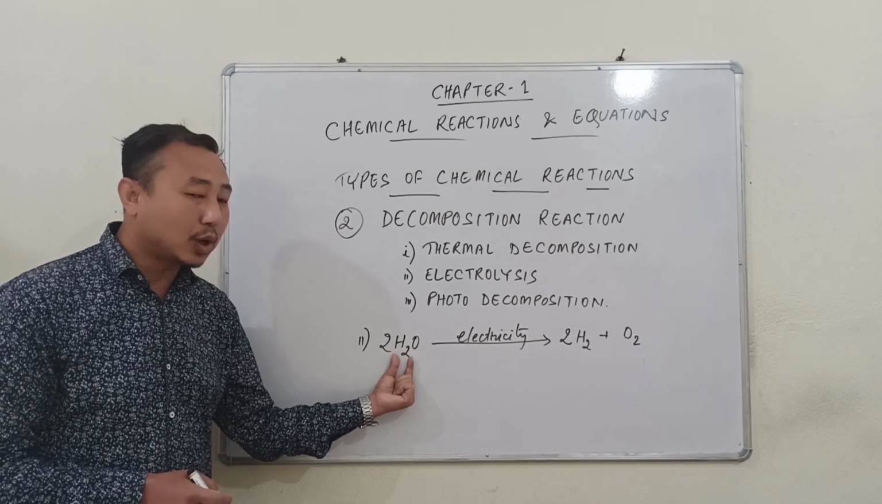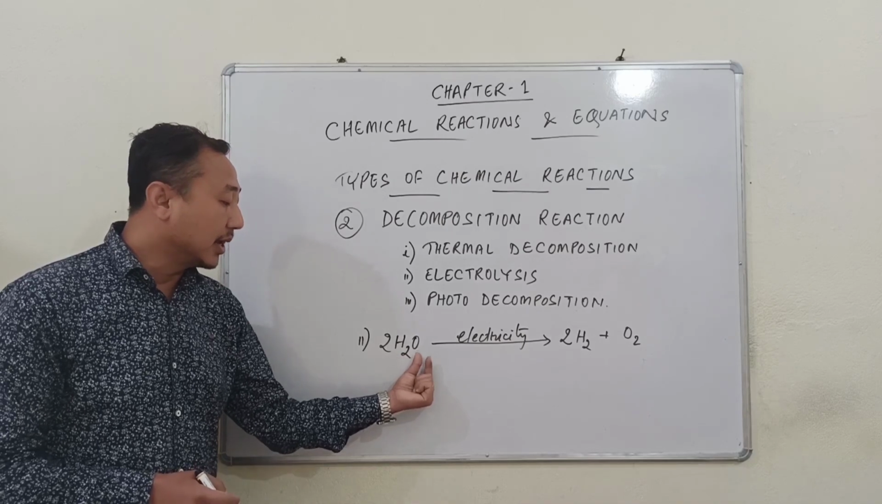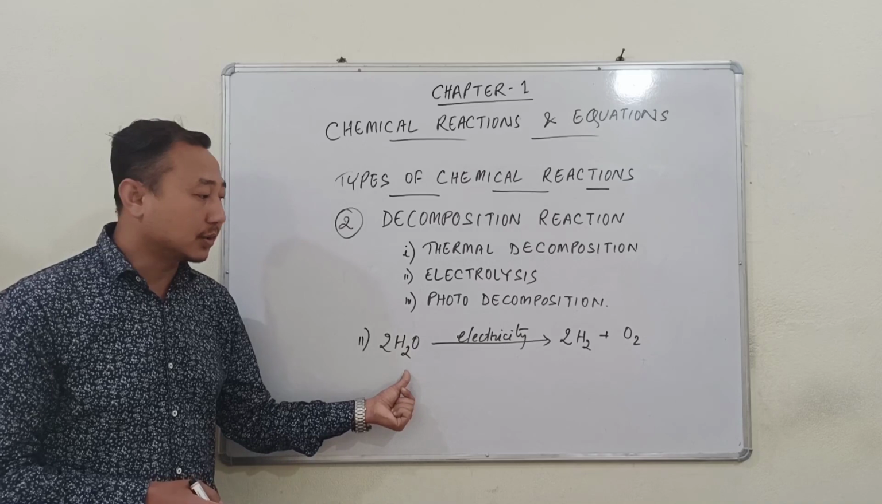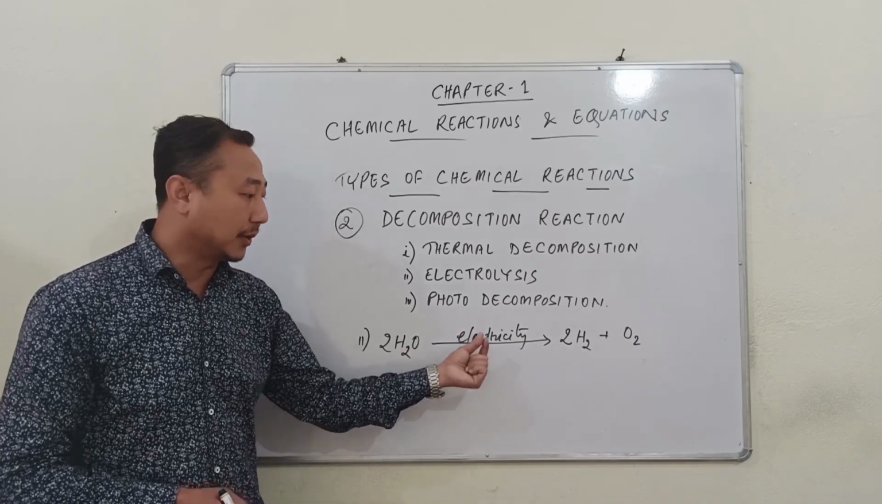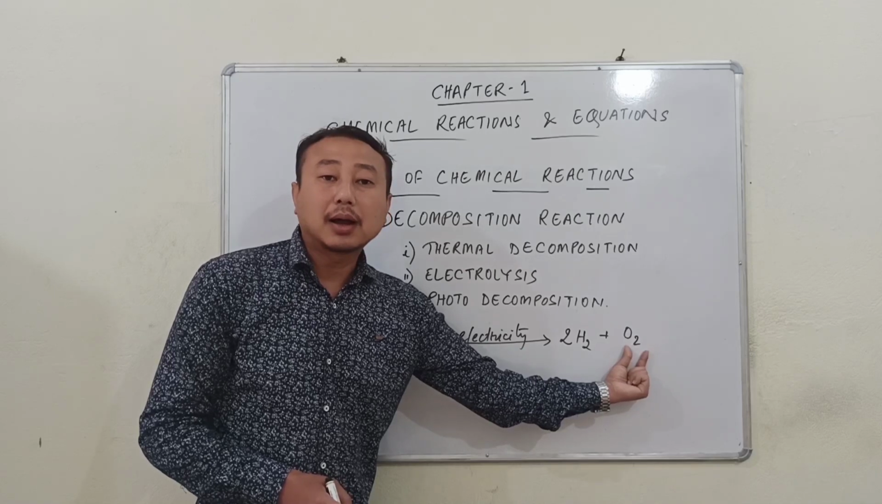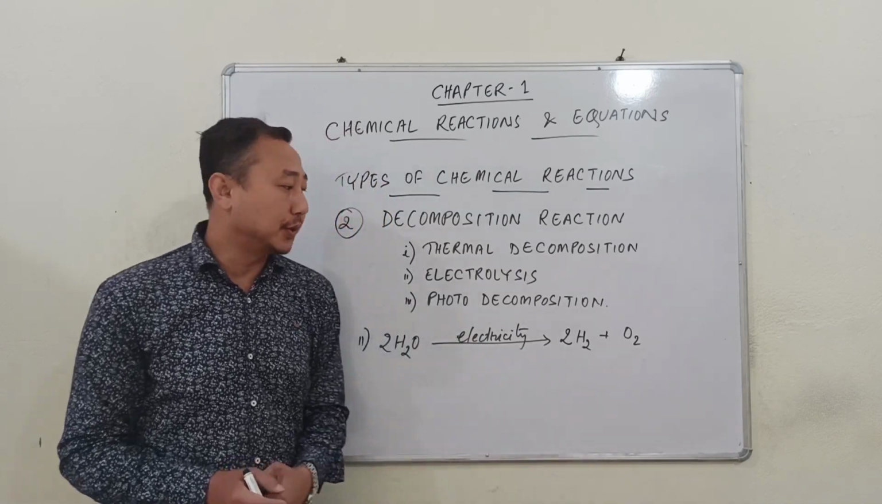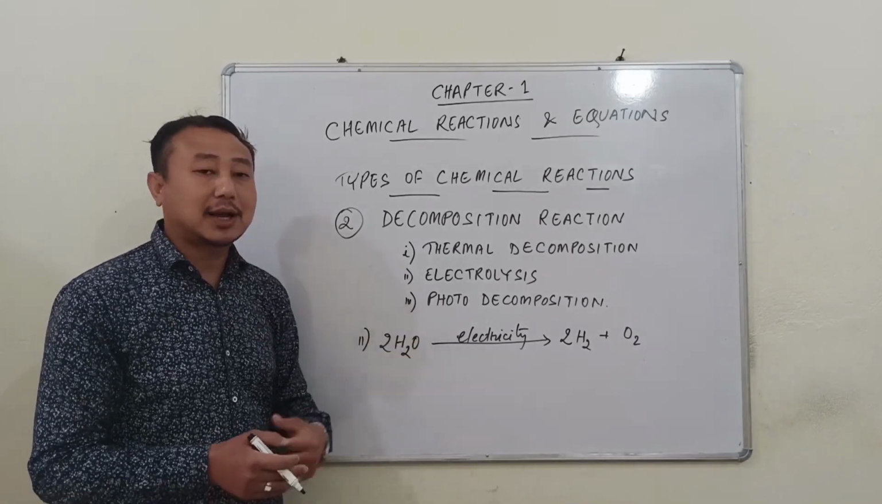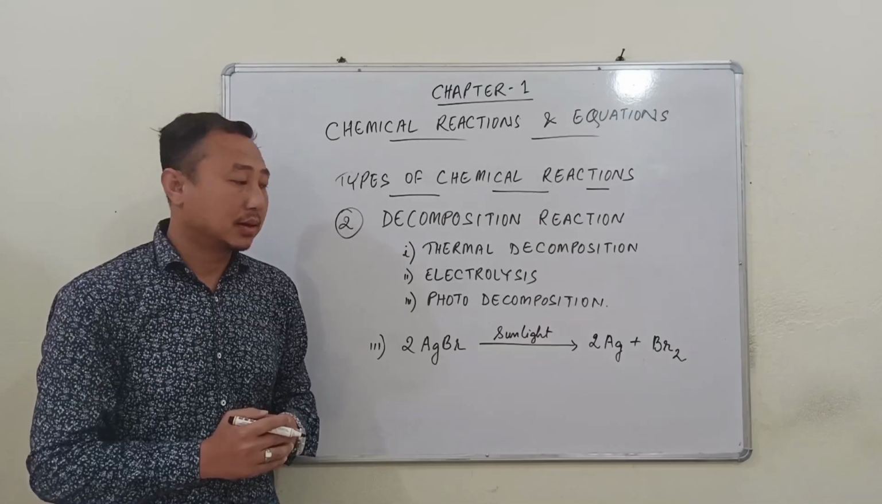So as the number of hydrogen atoms is double the number of oxygen atoms in water, when we break down this water molecule with the application of electricity, the amount of hydrogen gas produced is double the oxygen amount. So this is about the electrolysis. Now let us come to the third type of decomposition reaction.